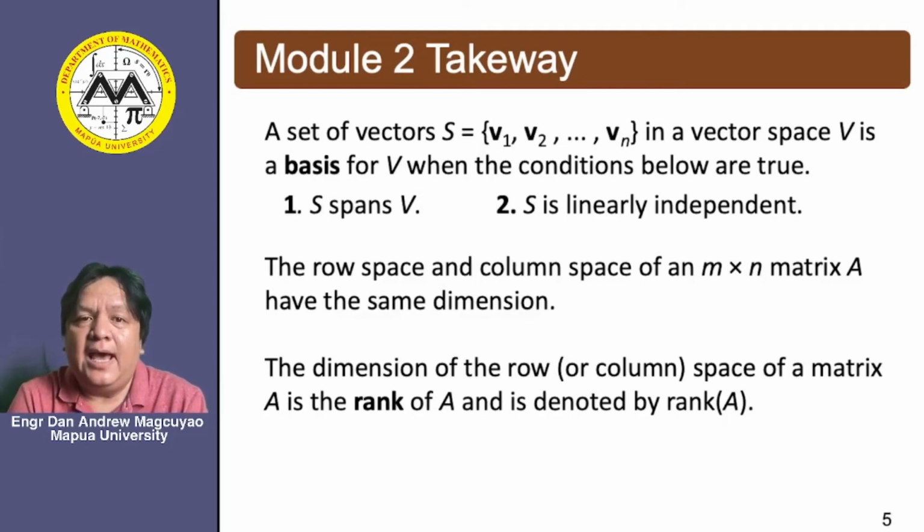And lastly, a set of vectors S equal to v1, v2, up to v sub n in a vector space V is a basis for V when the conditions below are true. 1. S should span V, and 2. S is linearly independent. The row space and column space of an m by n matrix A have the same dimension. The dimension of the row or column space of a matrix A is the rank of A and is denoted by rank of A.